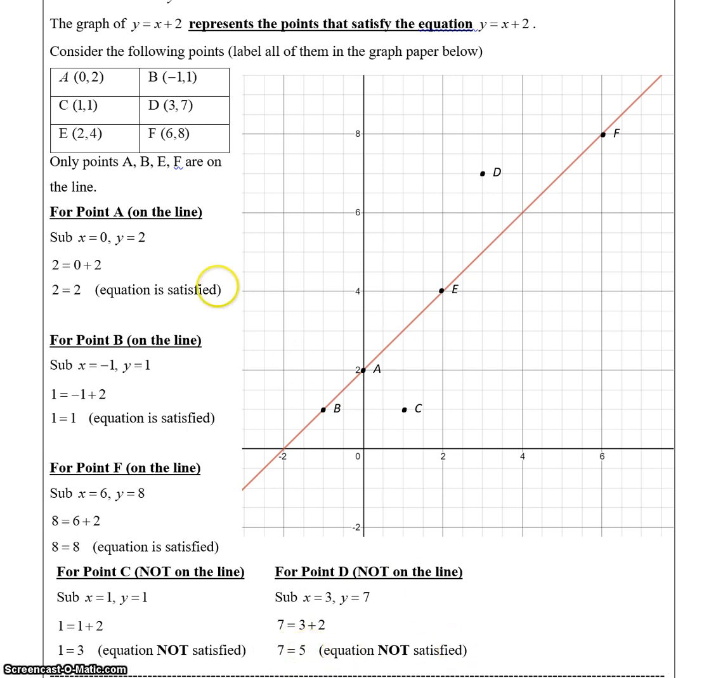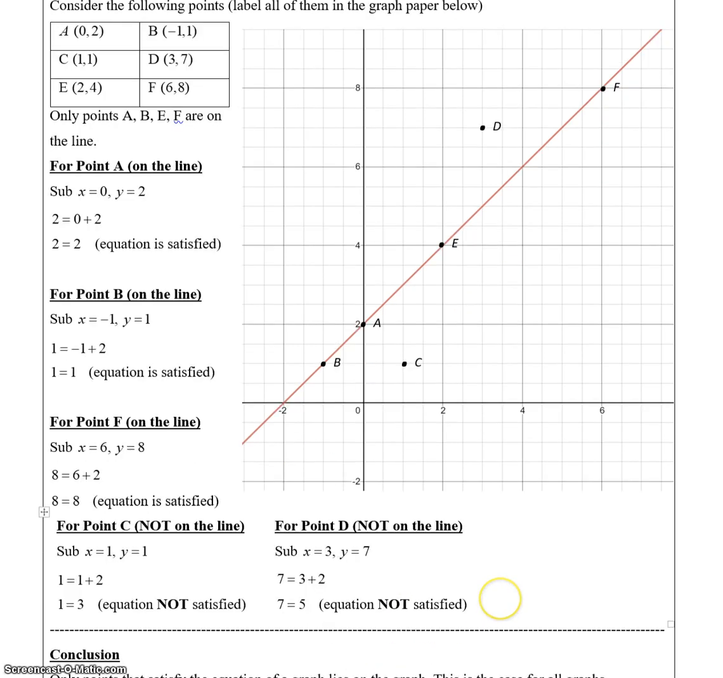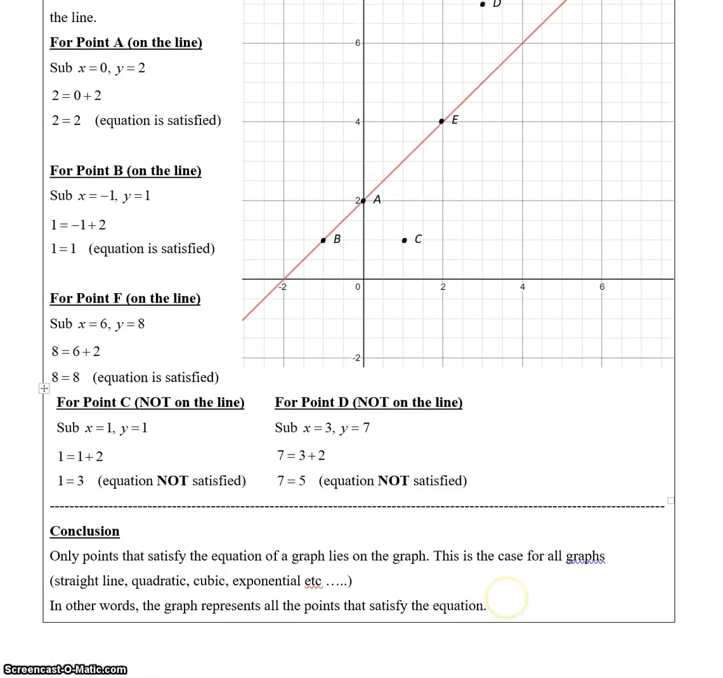So you can see that the trend is very obvious. Point A on the line, satisfied. Point B on the line, satisfied. But point C, not on the line, the equation is not satisfied. Point D also not on the line, not satisfied. So the final conclusion of this whole story is that only points that satisfy the equation lie on the graph. This works for any graph, it doesn't have to be a line. Any graph, some sort of curve, cubic, whatever, it all works.